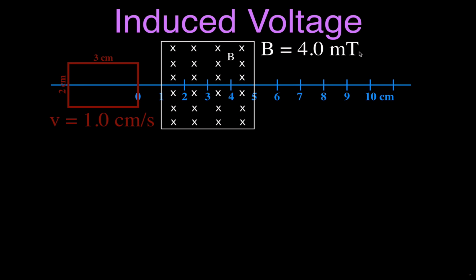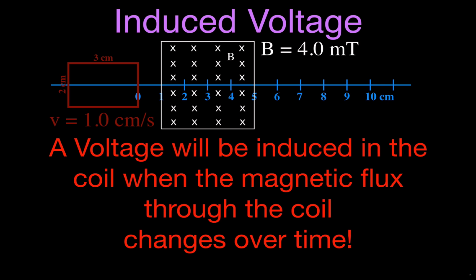Okay, and we have to think about induced voltage and when there will actually be a voltage induced in that coil of wire. You need to be thinking about that ahead of time, and you should know that a voltage will only be induced in the coil of wire when the magnetic flux through the coil of wire changes over time.